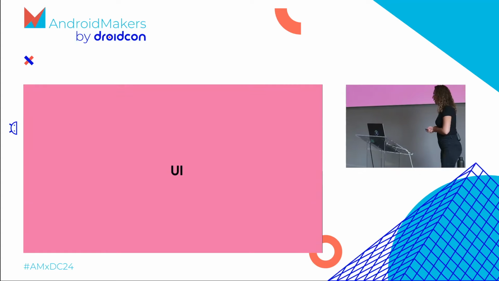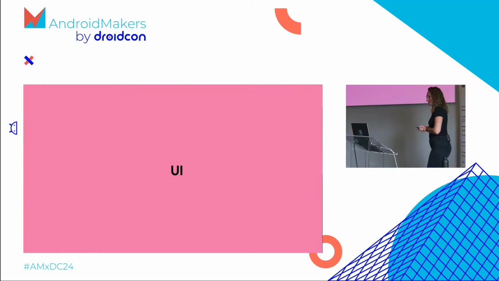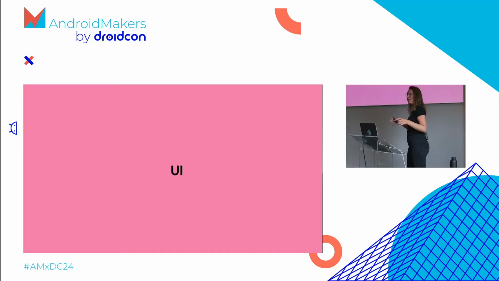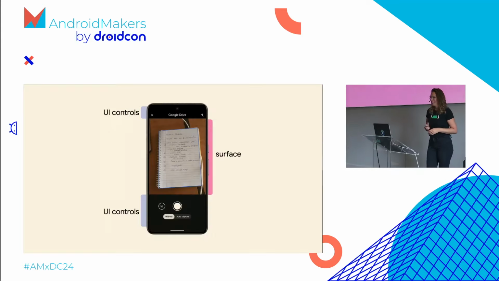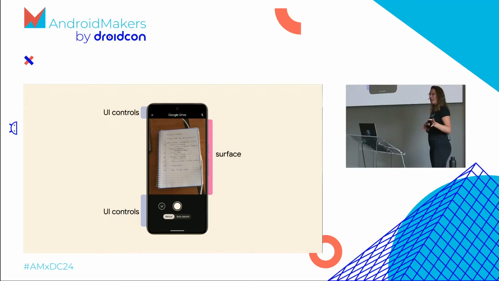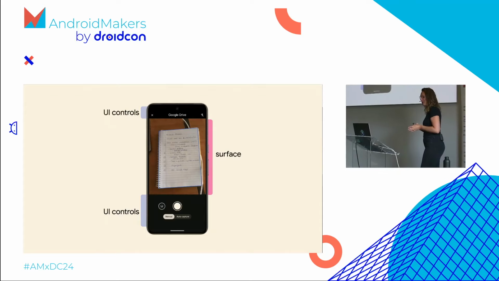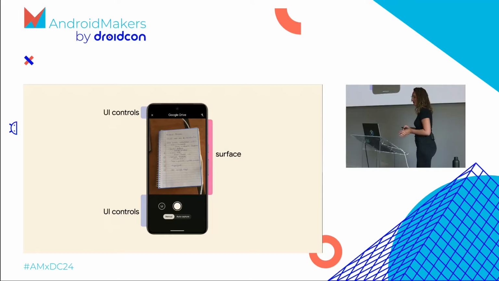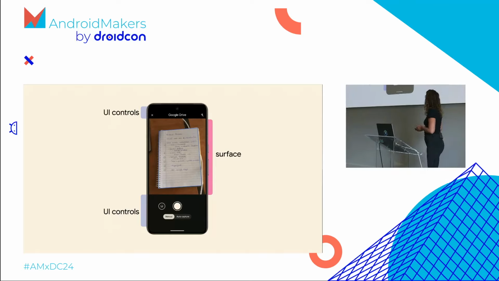So let's go to the UI. How do we implement the UI? And this is where the most Compose comes into action, of course. So this is my favorite part. When we look at a typical camera preview screen, we can break up the UI into two parts. On the one hand, we have a layer with UI controls, and on the other hand, we have a surface that our camera stream is rendered to.